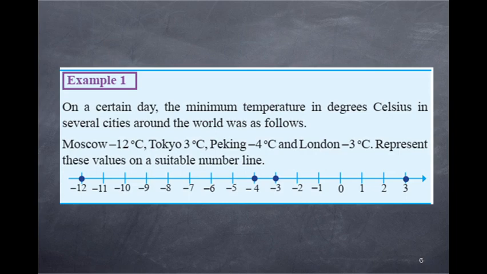So for Moscow, we need to find out the -12 on the number line and then put a dot there. And for Tokyo, we need to find out the number 3 on the number line and then put a dot there and color it. And remember to color the dot, right? And for Peking, find the number -4 and color the dot. Likewise, we can represent the numbers on the number line.